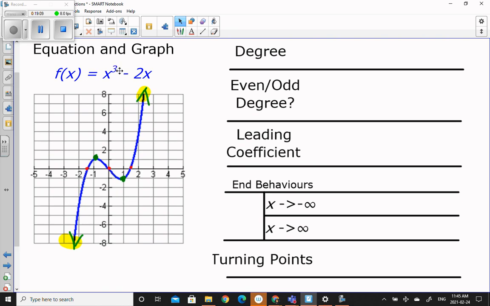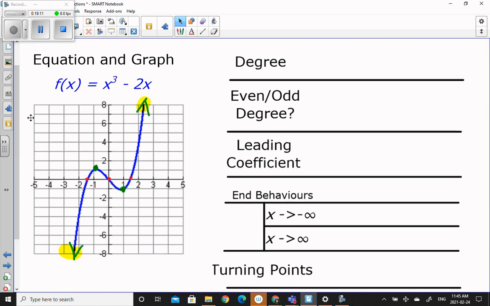As you can see, it is an odd degree function, and so its degree is 3. Is it even or odd degree? Well, it is odd degree. Now, this should not be confused with odd functions. We've also learned even and odd functions. That's not the same as odd degree and even degree functions. They're two different things. Don't confuse the two.